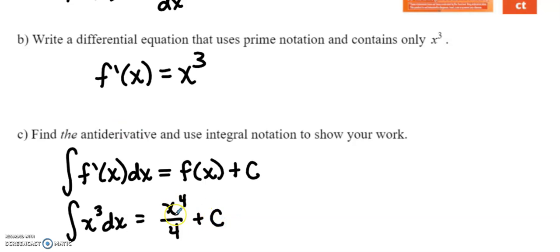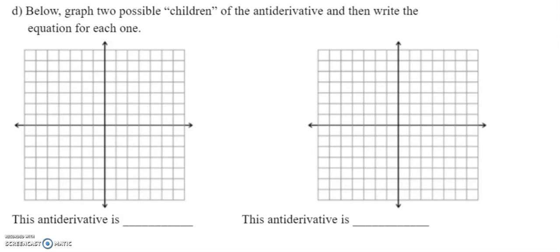Remember, we increase the power and divide by that new power. So then we have this plus c. And what we've created is a family of functions. Graph two possible children from that family and write the equation for each one.